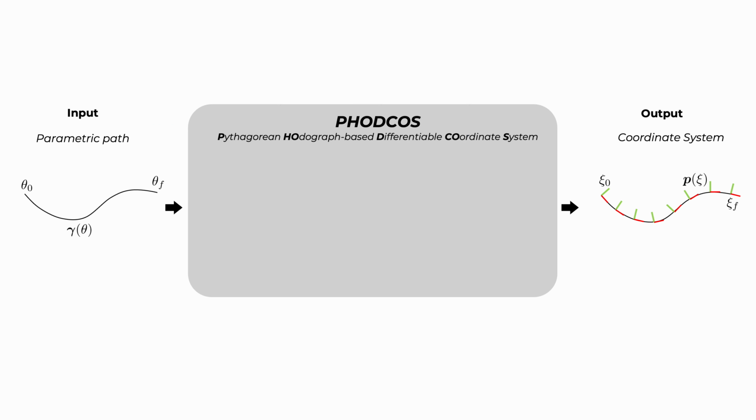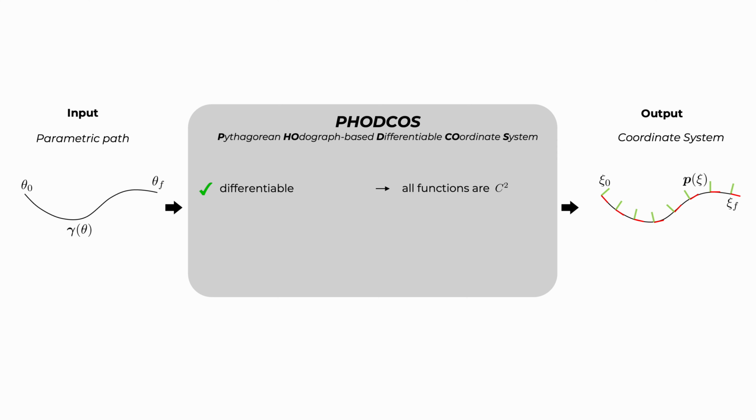To answer this question, in this work we present PHODCOS, a Pythagorean Hodograph-based differentiable coordinate system. Our method takes a parametric path as an input given by the user and associates a coordinate system to this parametric path. This coordinate system is characterized by multiple properties which might render it extremely appealing to the user.